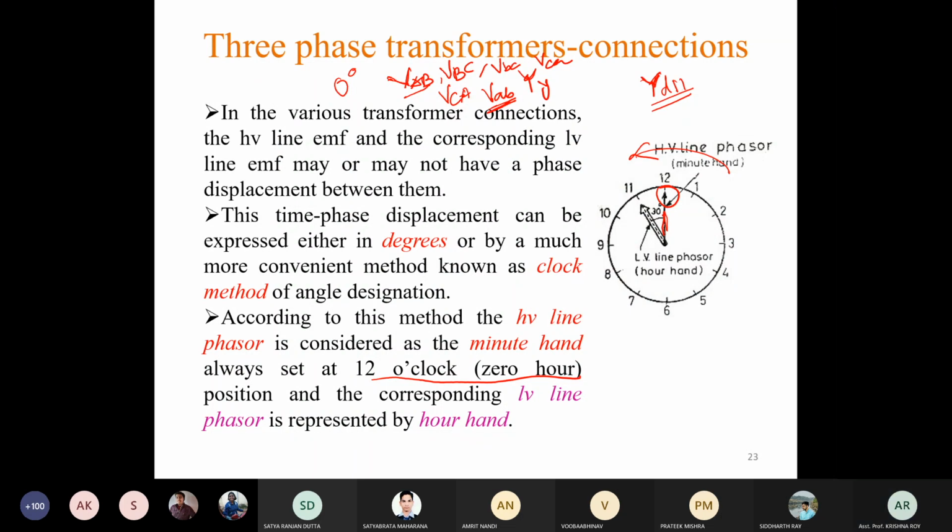Is it clear? Any doubt? Anyone? Is it clear or not? Sir, repeat once, sir. Okay, I will discuss. I am going to the next slide. It will be more clear.